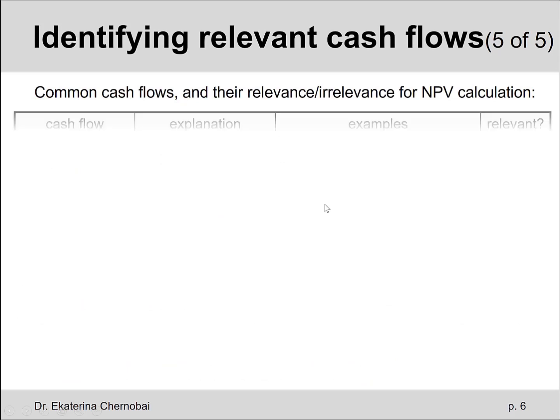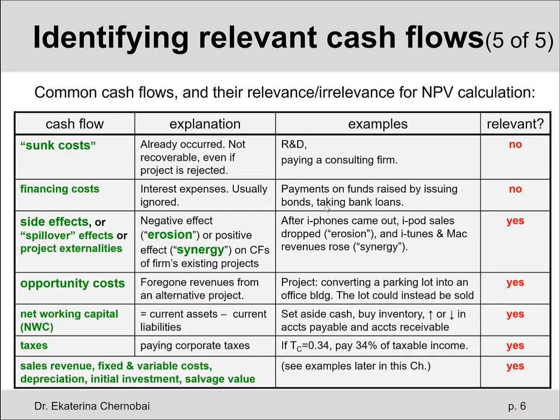Okay, so in this table here, I tried to summarize different terms used for different types of cash flows. The first two rows include sunk costs and financing costs. And these are the two cash flows that I put no for in the last column in this table. No means not relevant, right?